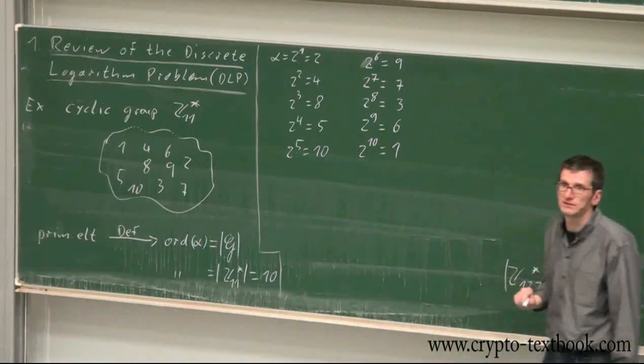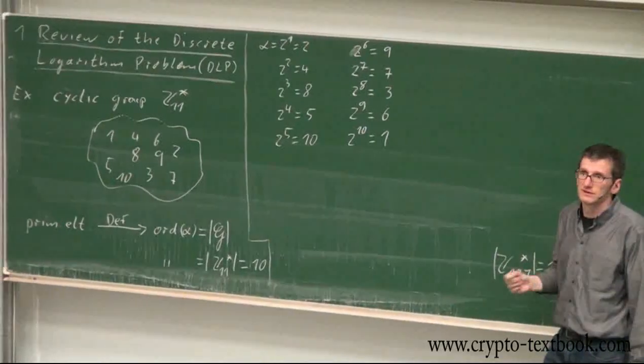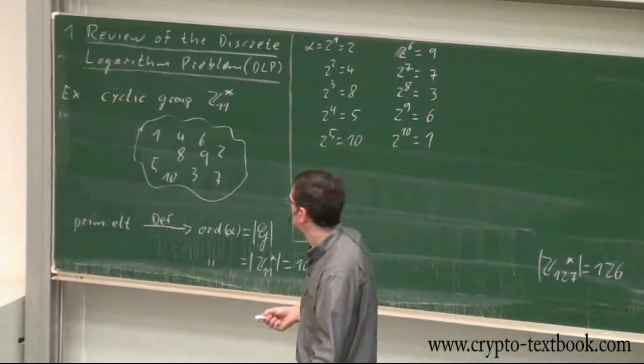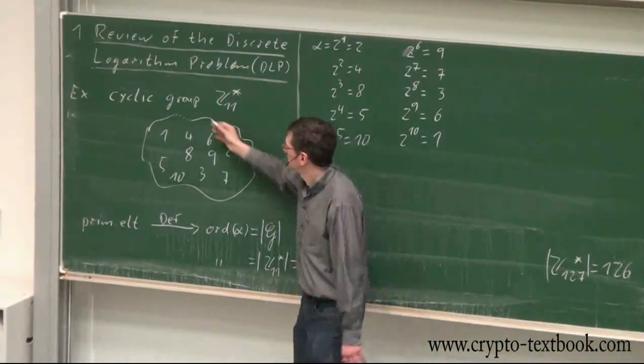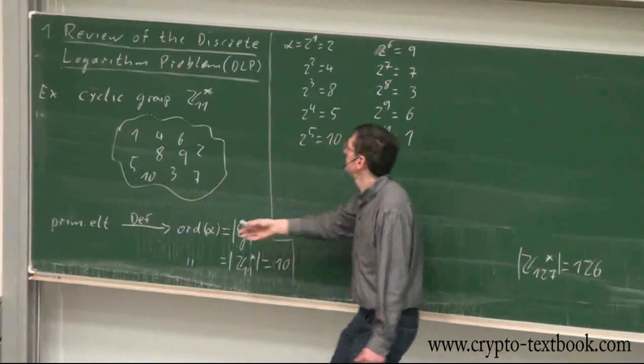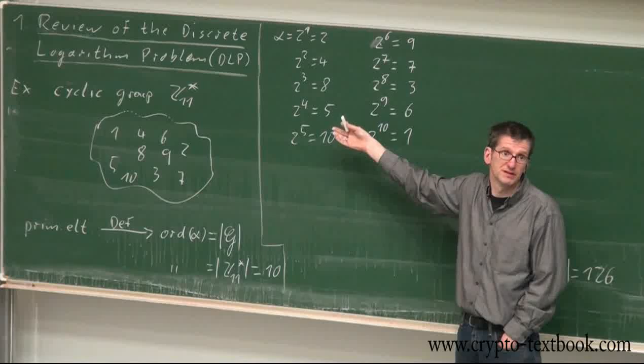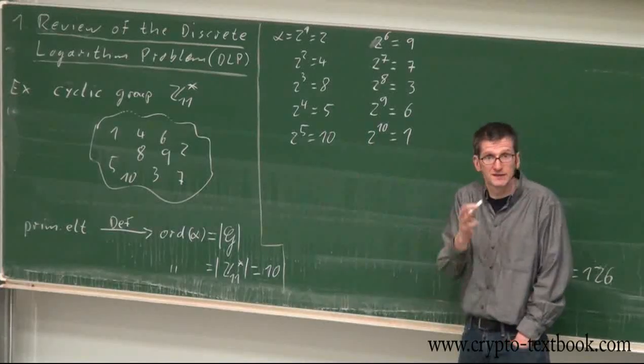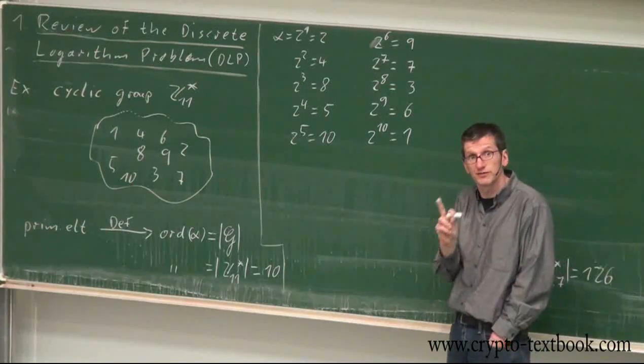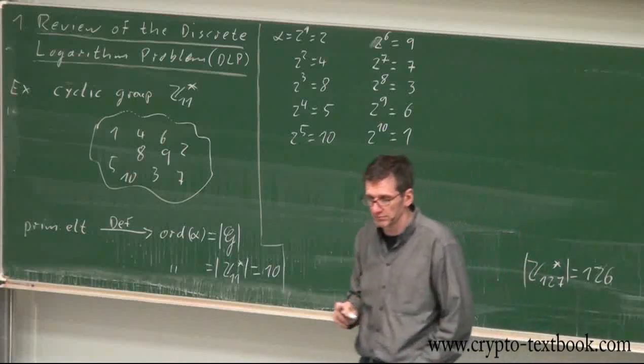Okay? So if you go through the group here, if you look at the group elements, every single element that is in the group is a power of the primitive element, right? Again, this is the only condition we have to fulfill in order to have a cyclic group.